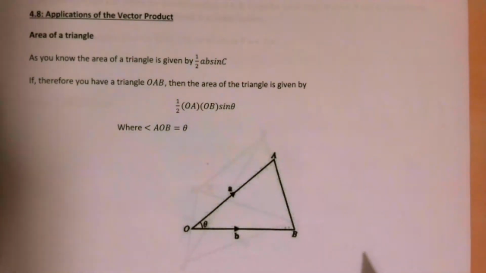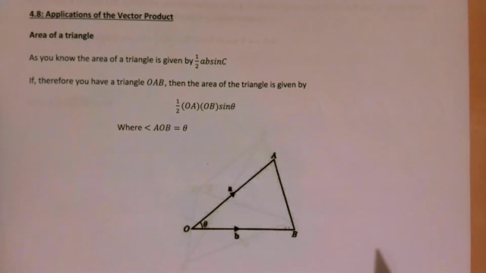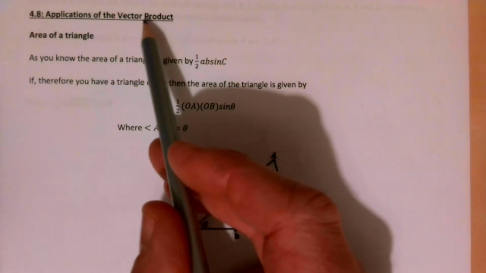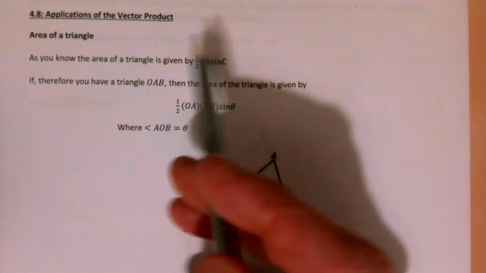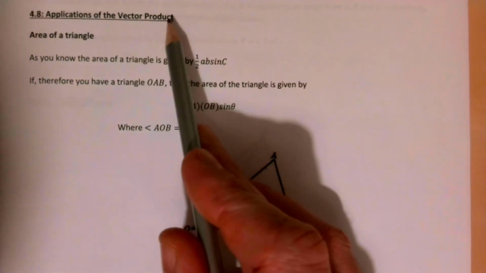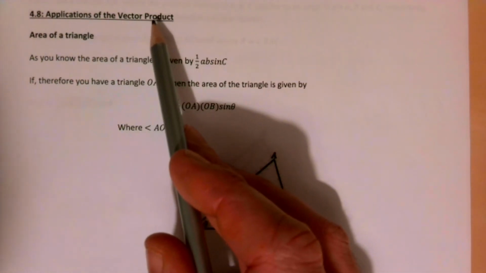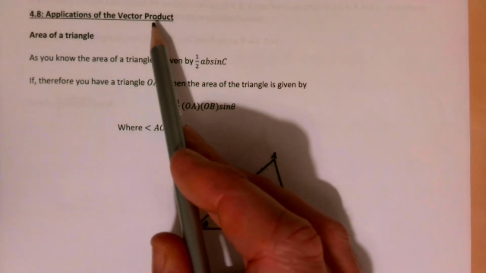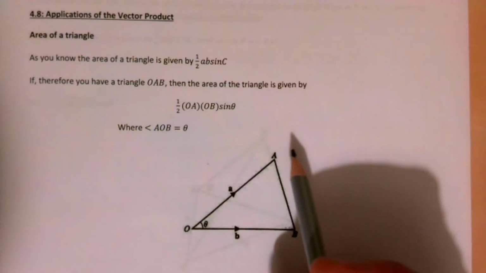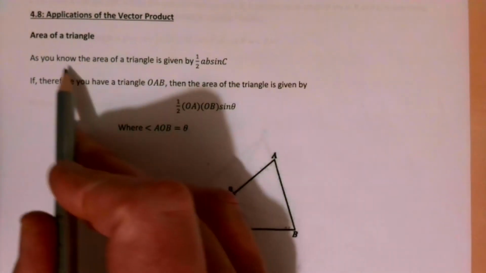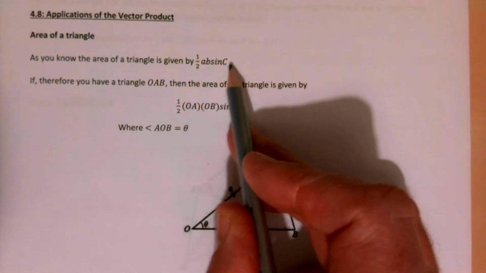This is AS Pure Maths. We're in chapter 4, vectors, and we're looking at applications of the vector product. So in the last video you were learning what the vector product was, the cross product. You multiply these two vectors and it gives you a vector, as opposed to the dot product, which just gives you a scalar. The area of a triangle, as you know, is given by a half ab sine C.